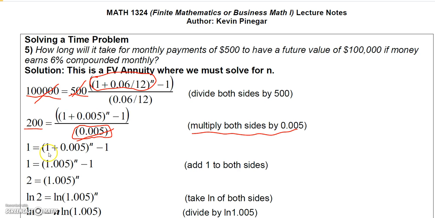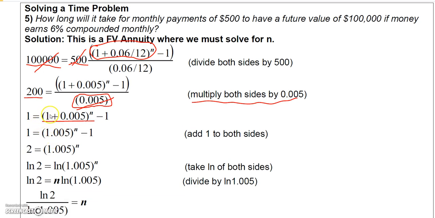Now, I'm getting close. I have this 1 plus 0.005 to the n minus 1. So I want to isolate the 1 plus 0.005 to the n. Let's go ahead and add the 1 and the 0.005. So what I want to isolate is the 1.005 to the n. Now to get rid of this minus 1, simply add 1 to both sides. If I add 1 to this side, of course it'll cancel it, and if I add 1 to the left, I'll get 2. So now I have my 1.005 to the n isolated.